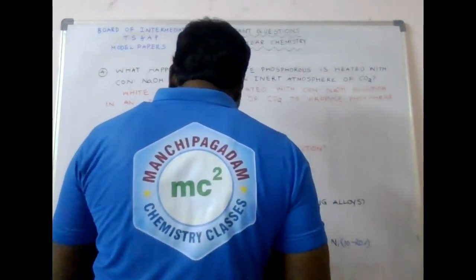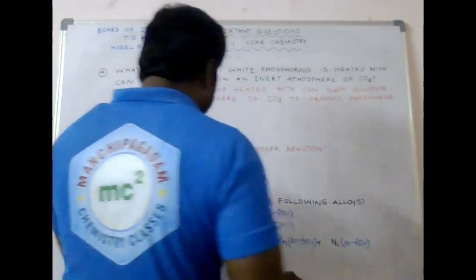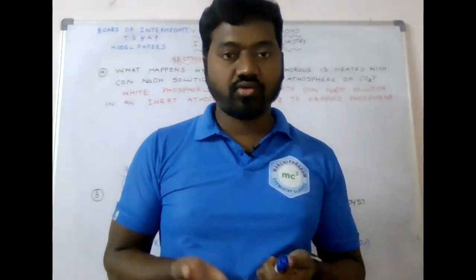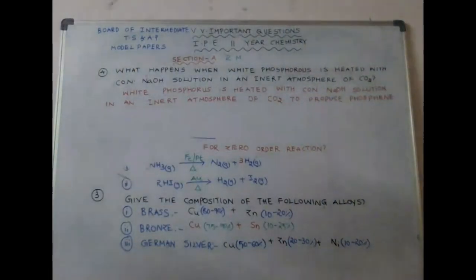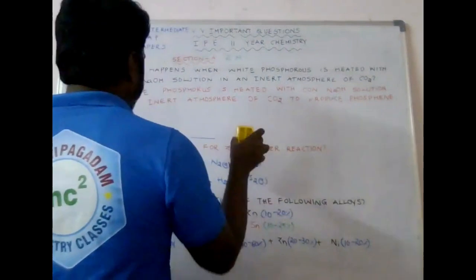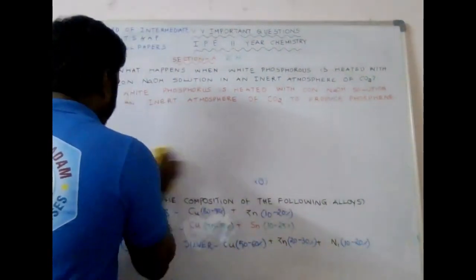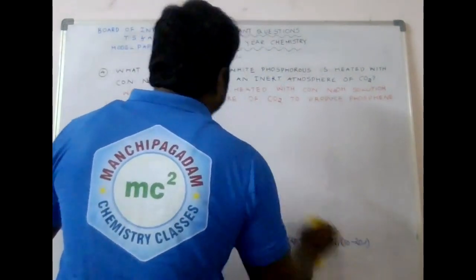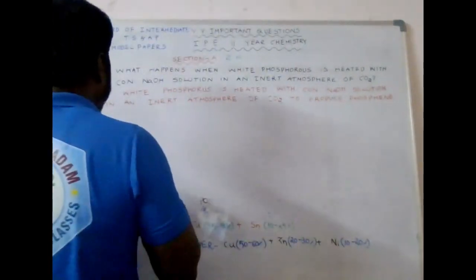Phosphine means what? Hydride of phosphorus. Hydride of phosphorus is phosphine. Hydride of nitrogen is ammonia. Like that, hydride of phosphorus is phosphine. So the same question I wrote: white phosphorus is heated with concentrated NaOH solution in the inert atmosphere of carbon dioxide to produce phosphine. For this, we have to write the equation. That is important. Definitely you should write the equation. Even if you write the equation also, you may get the marks, right? So for this 1 mark and the equation 1 mark.